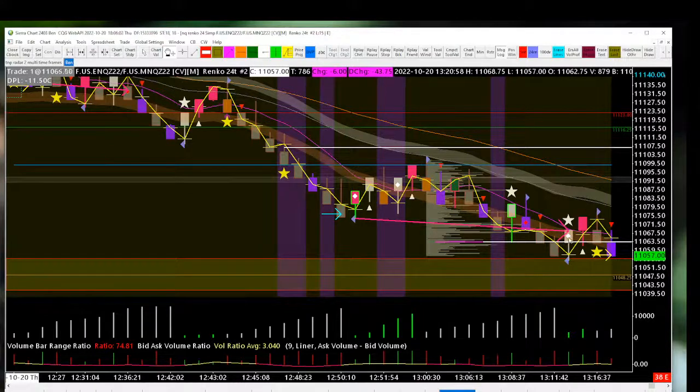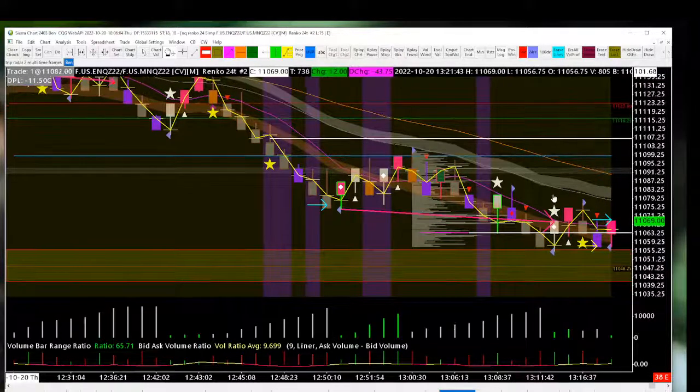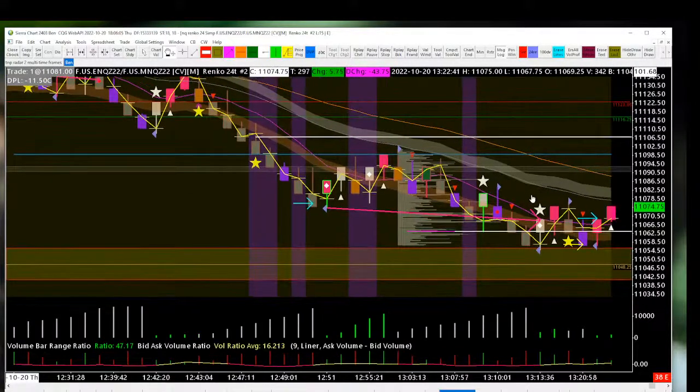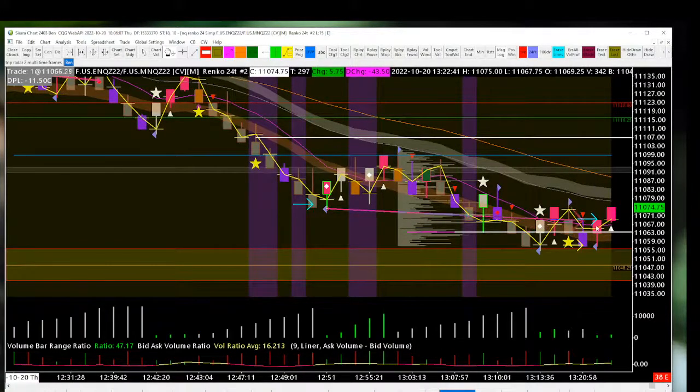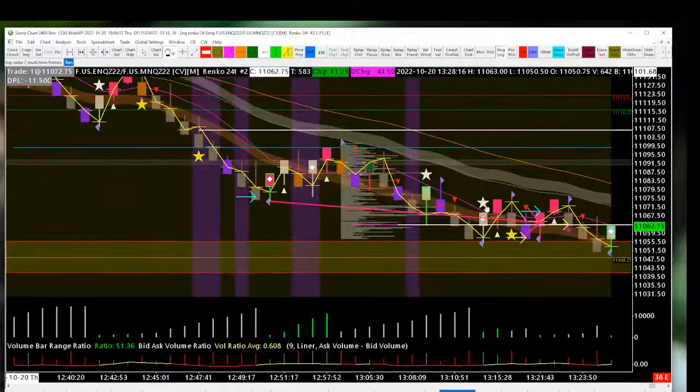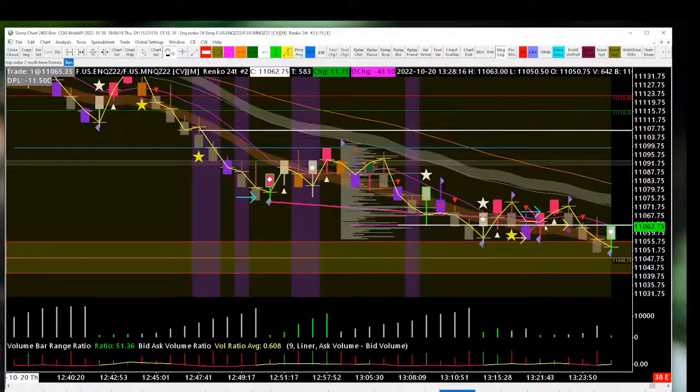So let's see. If you buy this, you get like 8, 10 points. That doesn't stop out. This is the preferred buy. This one. And it gets stopped. So now this should go higher. Let me just double check. Yeah.